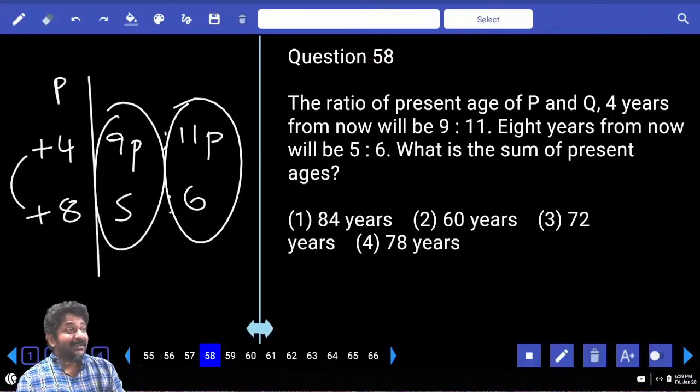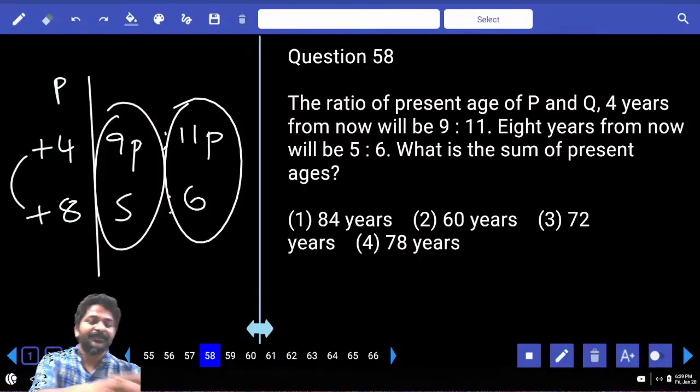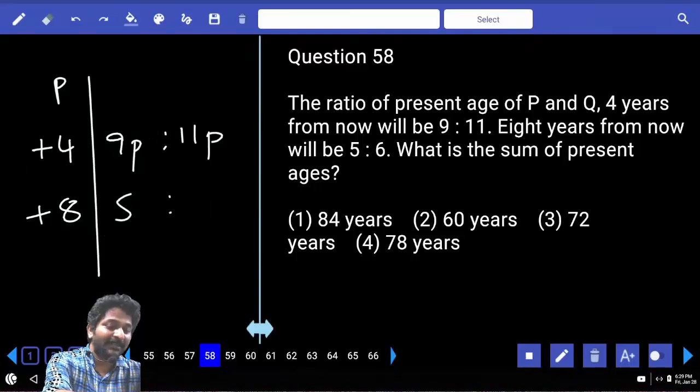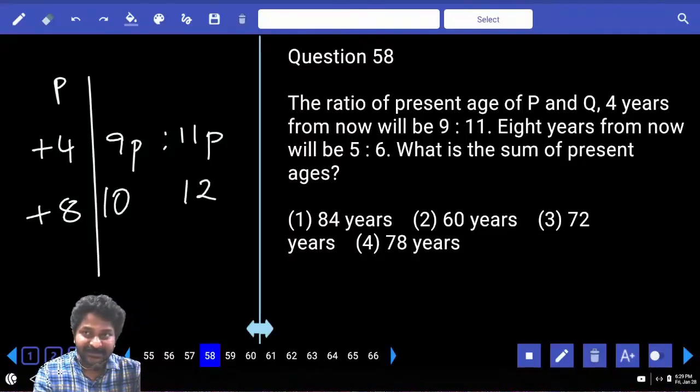Age-wise, years-wise, for first person P as well as for Q, there is a difference of 4 years. But in terms of parts, the difference is not the same. So first of all, we should try to make the difference equal. Can I write 5:6 as 10:12? 10:12 is the simplified form also 5:6, right?